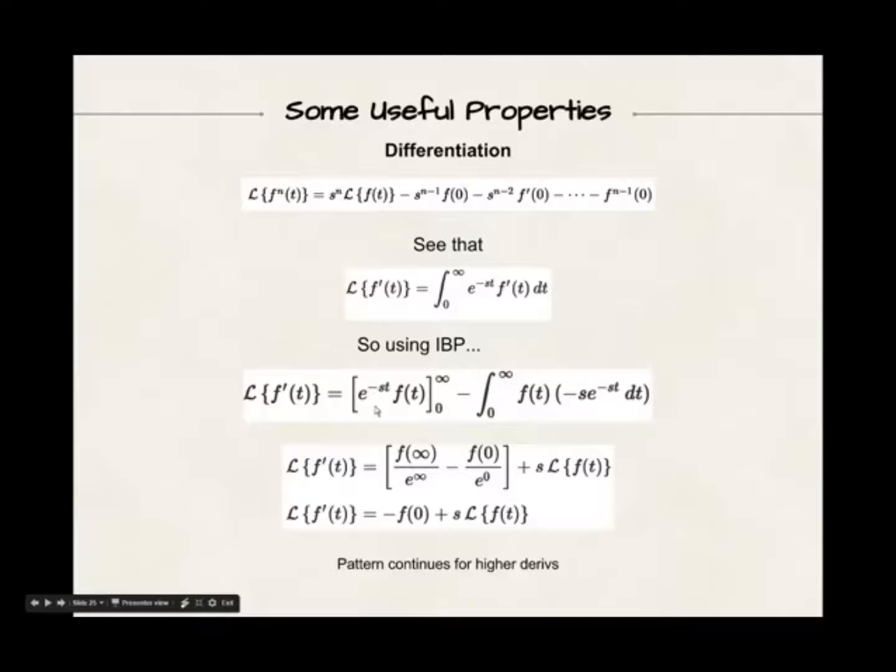We plug this in. Using integration by parts, we get the first part is e to the negative st times f of t from 0 to infinity, minus the integration of f of t times negative s e to the power of negative st dt from 0 to infinity. So the Laplace transform of f prime of t is equal to f of infinity over e to the infinity, which goes to 0, minus f of 0 over e to 0, which goes to f of 0, plus s times the Laplace transform of f of t. So this means that the Laplace transform of f prime of t is equal to negative f of 0 plus s times the Laplace transform of f of t. This pattern continues for all higher derivatives.